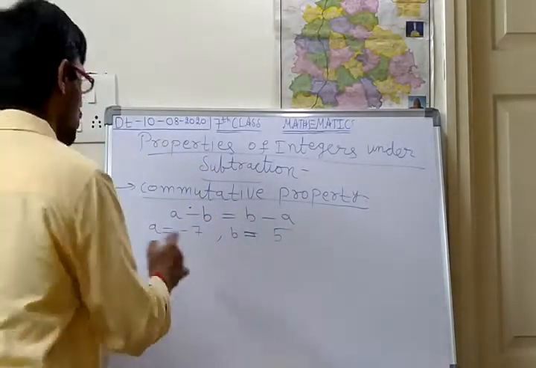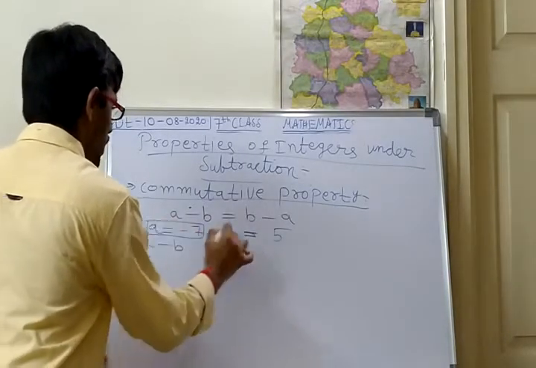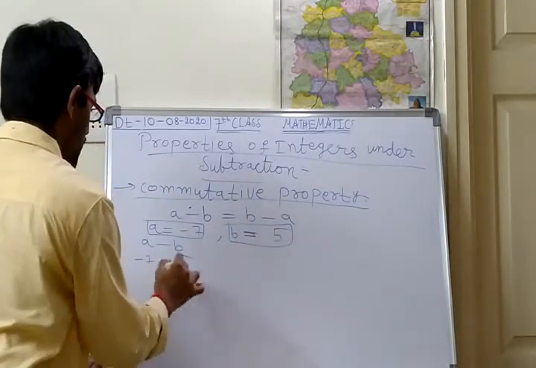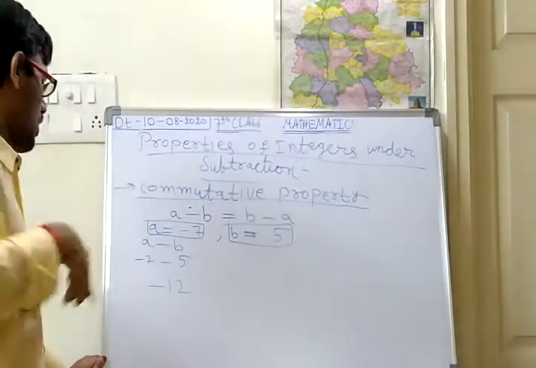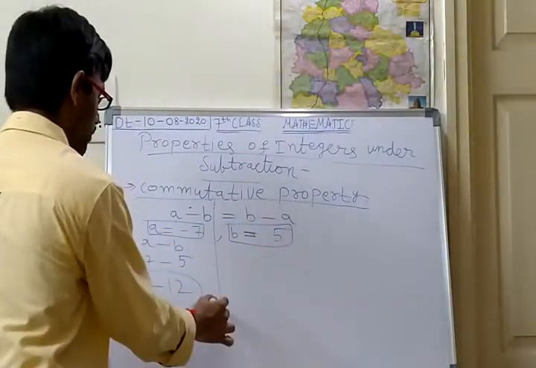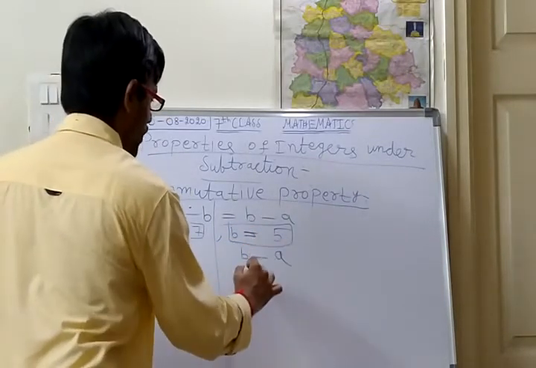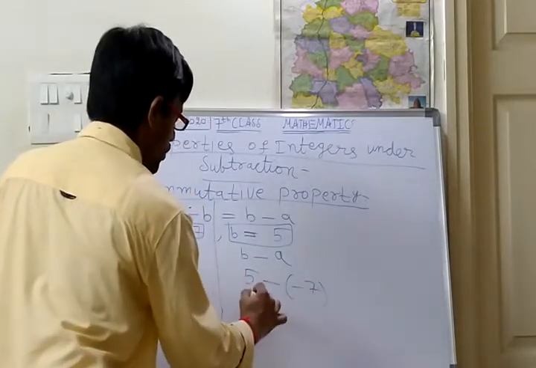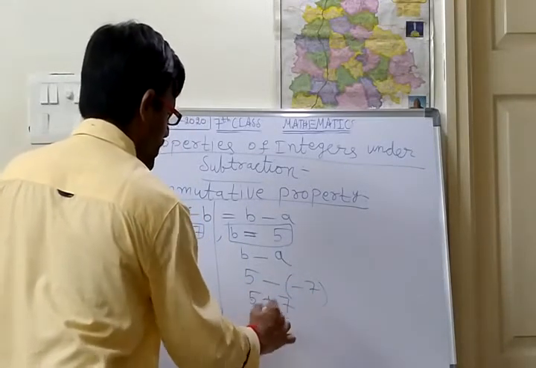Now we do A minus B. A is minus 7, minus B is 5. So minus 7 minus 5. What is minus 7 minus 5? 12. Okay, minus 12 I got as the result of A minus B. Now B minus A we have to find out. What is B? 5 minus A, A is minus 7. So 5 minus of minus 7 is plus 7. So 5 plus 7, 12.